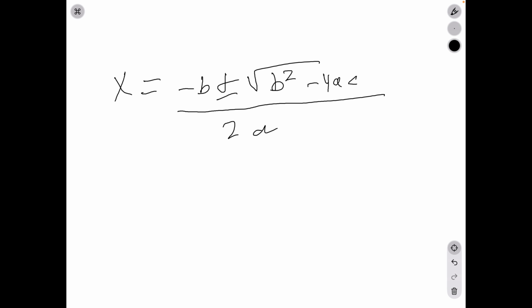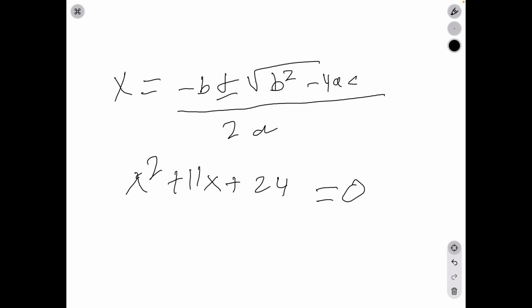Let's take a look at an example. Quadratic equations are normally always equal to 0. Some of them might not be equal to 0, and we'll talk about that in the next video. But for now, we're just going to talk about the ones that are equal to 0. So, an example might be x squared plus 11x plus 24. We're going to walk through and solve this together.